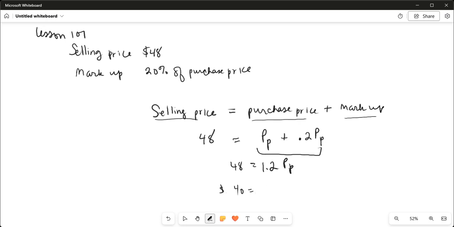So that means if the purchase price is $40, then the amount of the markup, how much more it costs from the purchase price, is $8 because the selling price was 48. Okay, let's try another one.